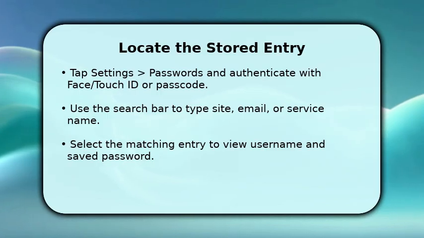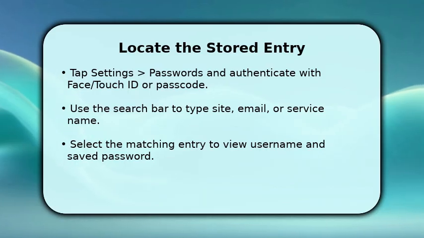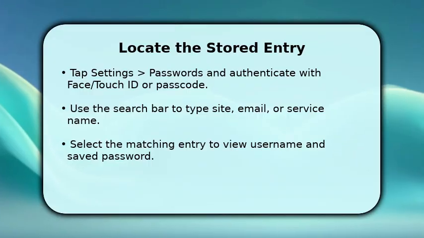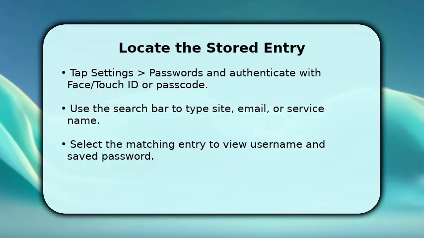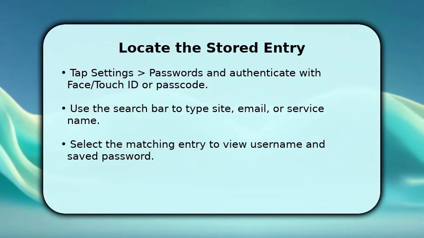This opens details showing the username and the saved password masked. Tap the eye icon to reveal it after another quick authentication. Make sure you read the context so you're viewing the correct account and not a similar entry.